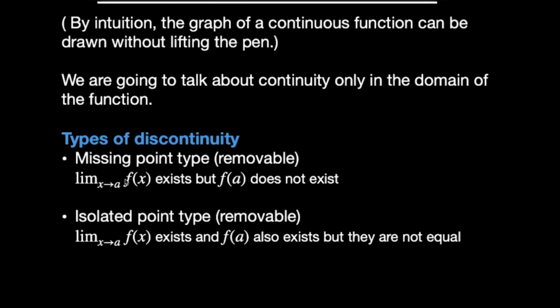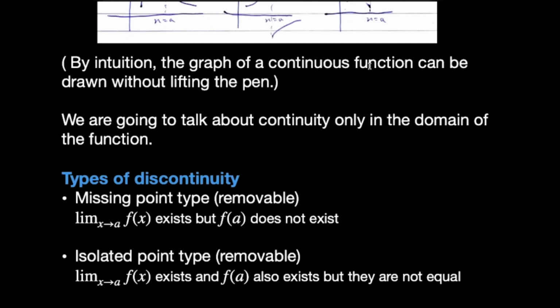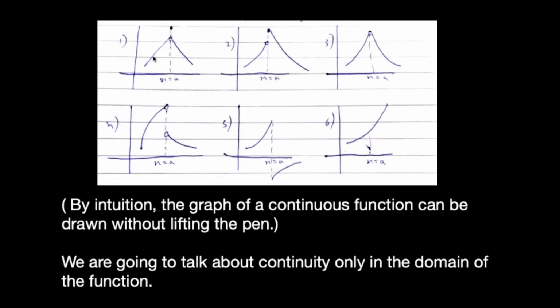Missing point, the limit exists, but f of a does not exist, like this one. This. The limit is existing, but the f of a is not existing. Isolated point type. Limit exists, f of a exists, but they are not equal. First example. You can see limit exists, and f of a also exists, but they are not equal.